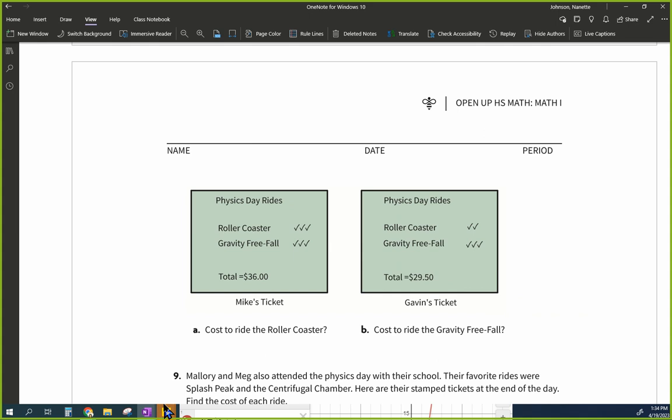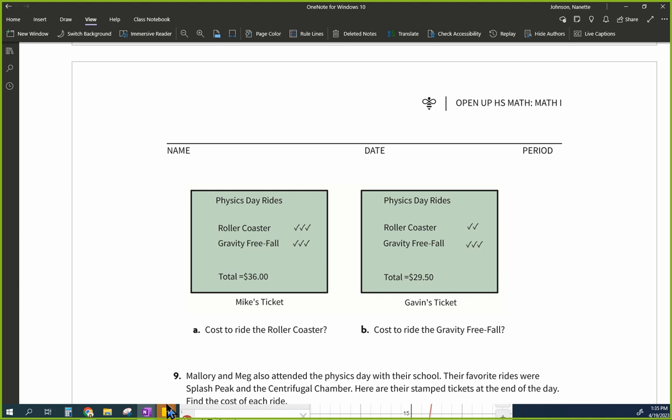Okay, so for A, I decided to use Mike's ticket as that was the first one I saw. For Mike's ticket, he ended up spending $36. Since he rode two rides, we only want to focus on the cost of the ride for the roller coaster. He rode each of them three times, so that's six rides in total. So we're going to divide the cost by two. 36 divided by 2 is 18.